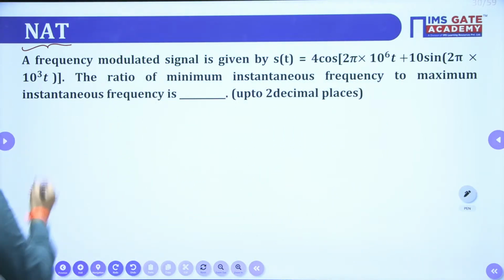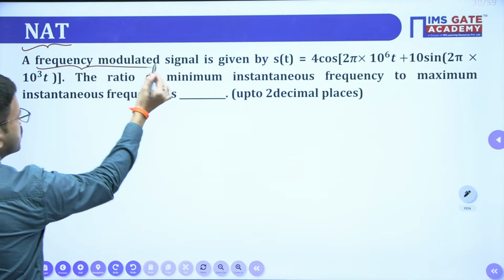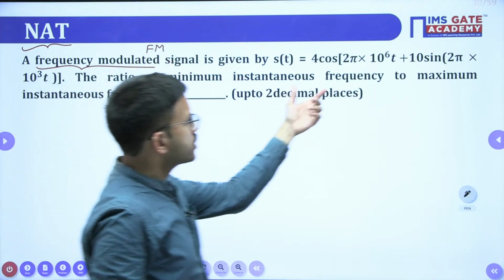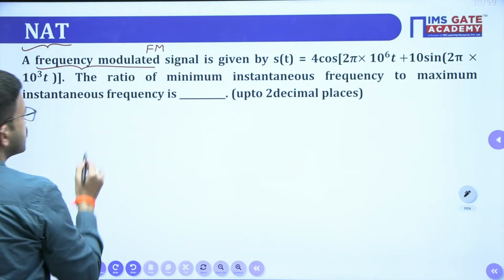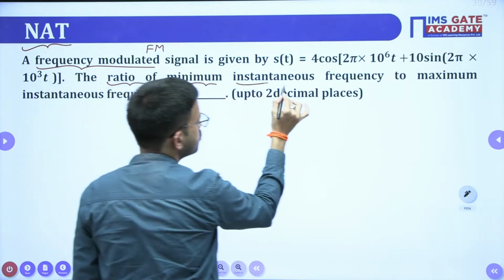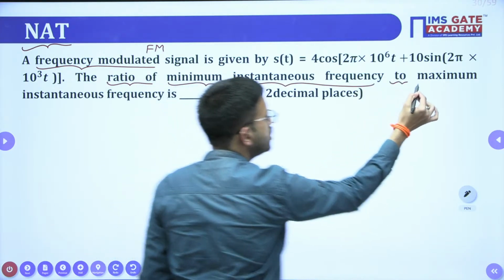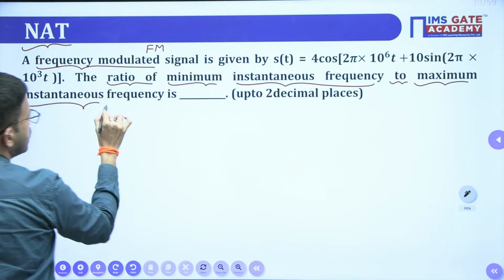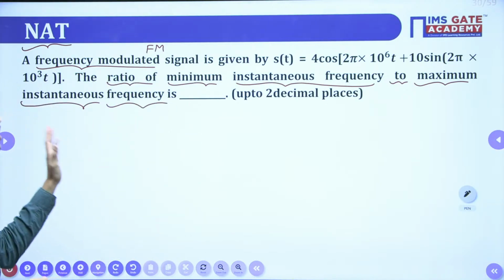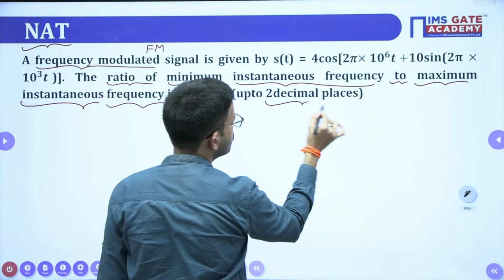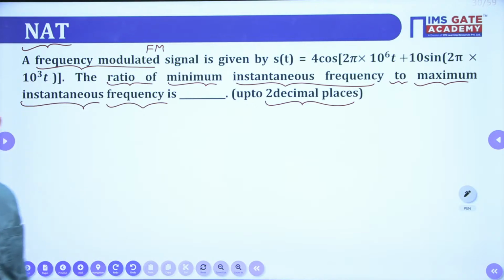See here, they have given a frequency modulated signal, that means they have given the FM signal, with an equation like this. Now they are asking the ratio of minimum instantaneous frequency to the maximum instantaneous frequency, and what answer are you getting? You have to round it to 2 decimal places.